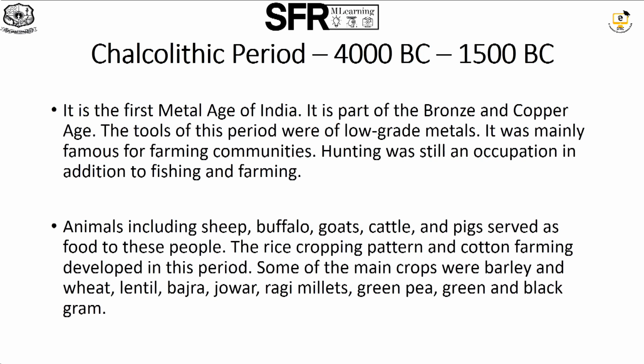Animals including sheep, buffalo, goats, cattle and pigs served as food to these people. So instead of eating raw fruits and raw flesh of animals, buffalo, goats, cattle and pigs also served these people. The rice cropping pattern and cotton farming developed during this period. Some of the main crops were barley and wheat, lentil, bajra, jowar, ragi, millets, green pea, green and black gram. These are the crops produced by the people of the Chalcolithic period.